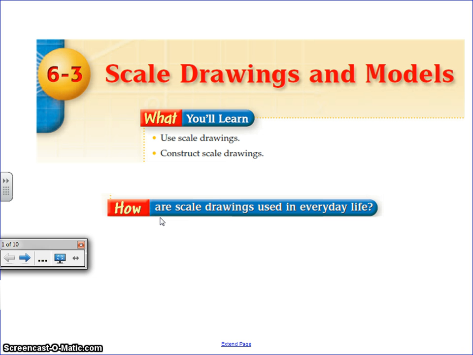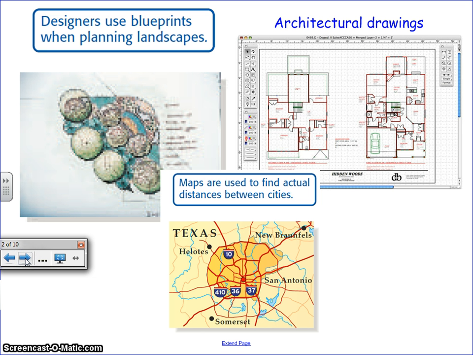All right, 6-3, scale drawings and models. What we're going to learn is how to use scale drawings and how to construct a scale drawing. You can think of lots of ways, I'm sure, or maybe at least one or two ways that scale drawings are used in everyday life. Landscape planners use them to design plans for developments or lawns. Architectural drawings use scale. Every inch on an architectural drawing represents X number of feet of the real building, because obviously you can't draw the whole building to size. It would be way too big.